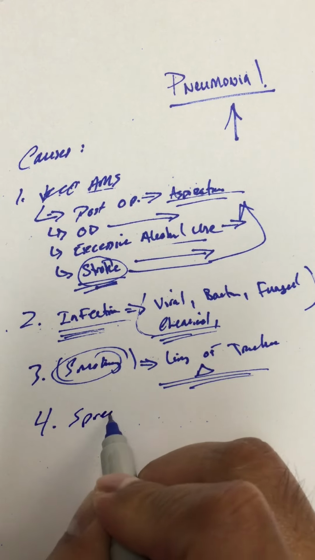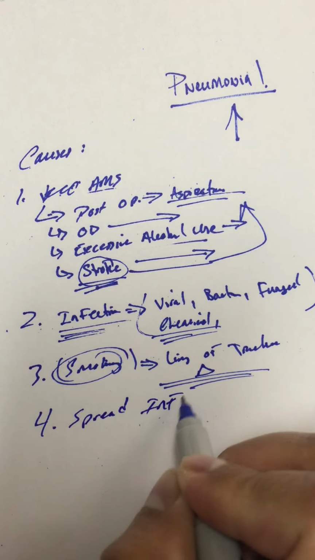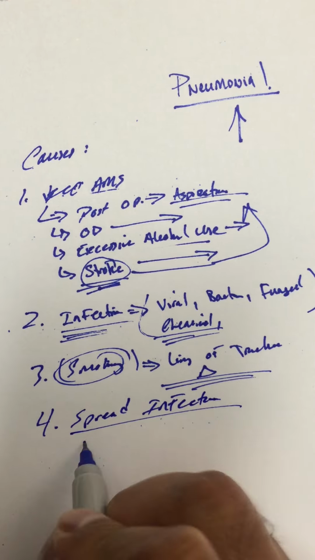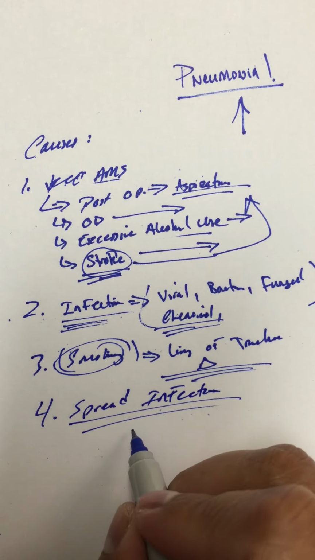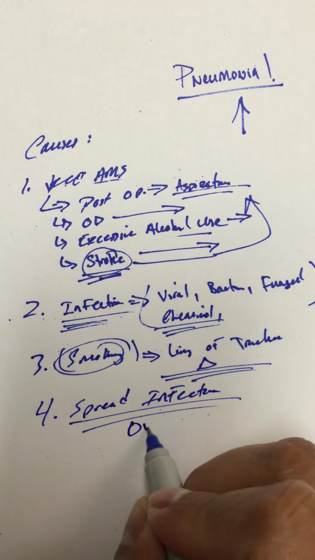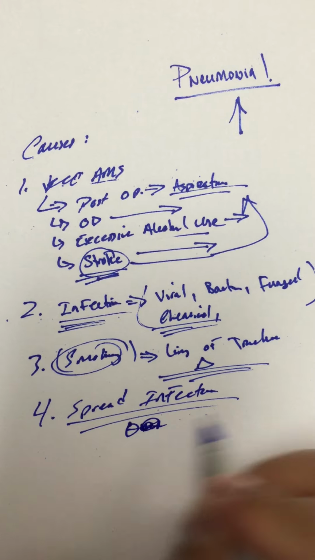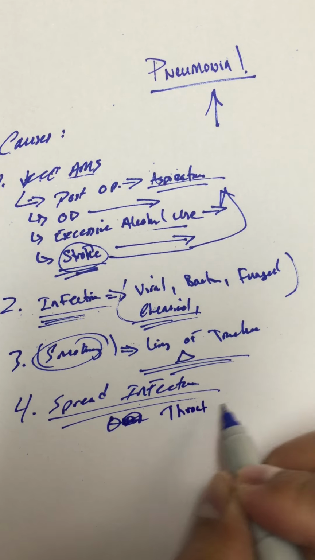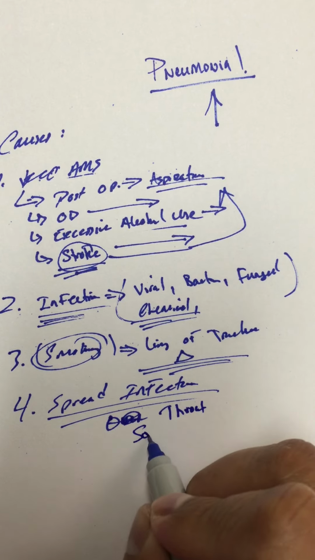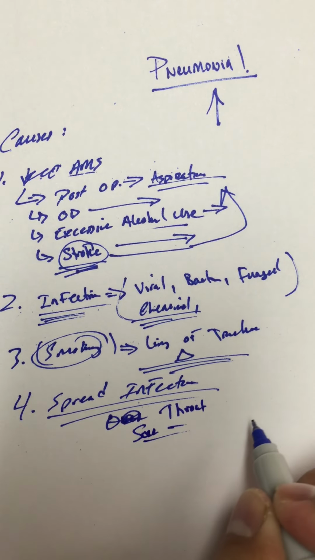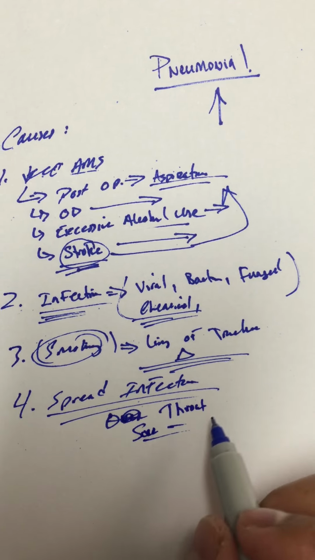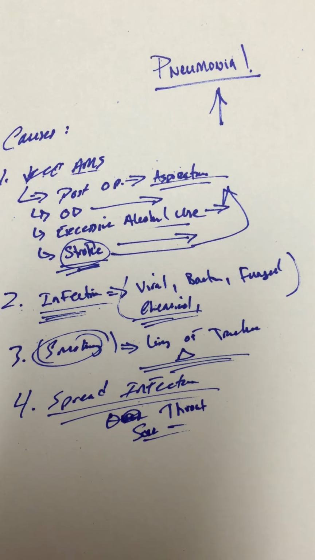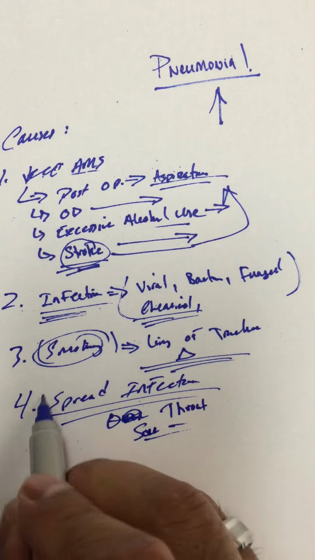Some type of spread of infection. Maybe like a throat infection. Maybe the patient was complaining of some type of sore throat and didn't go see the physician right away. The infection became worse and eventually spread to the lungs.